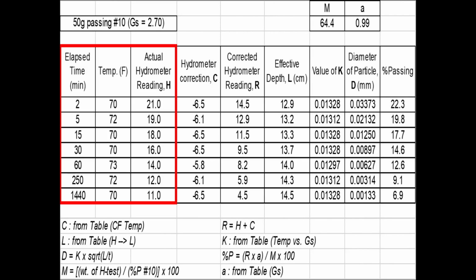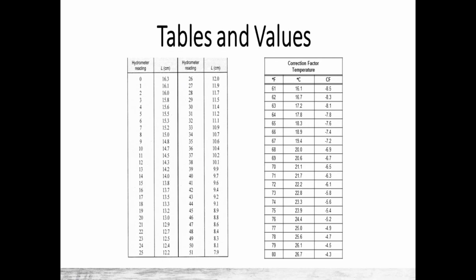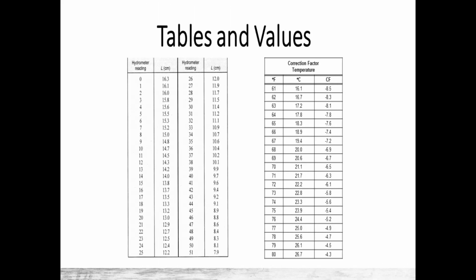Note, this example goes up to the 60-minute and beyond mark, and due to time constraints, we will record up to the 45-minute mark instead. The first factor to be looked up is the correction factor C. This is pulled from the temperature correction factor table based off the water temperature reading found at the lab. The corrected hydrometer reading R is the H plus C factor combined. The effective depth L is pulled from the hydrometer reading versus length table in centimeters.